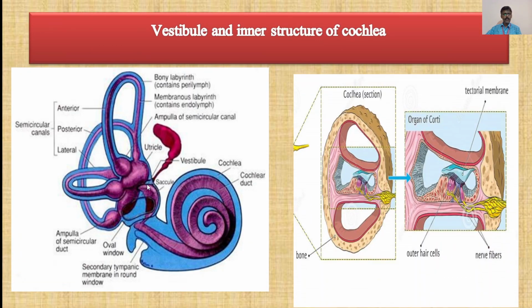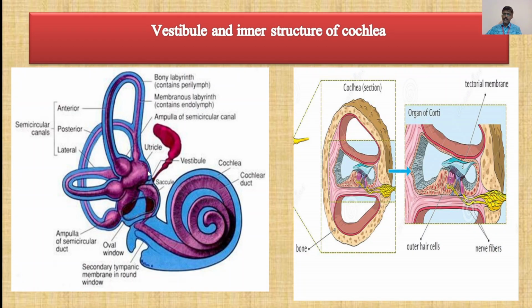Now moving towards the next point, vestibule and inner structure of cochlea. Now here by diagram we are going to see the internal structure. These are the semicircular canals. This is the anterior, this is the posterior, and this is the lateral. Then this region is the ampulla of semicircular duct. Then this is the oval window. Then the secondary tympanic membrane in the round window. Then the uppermost portion is the bony labyrinth.